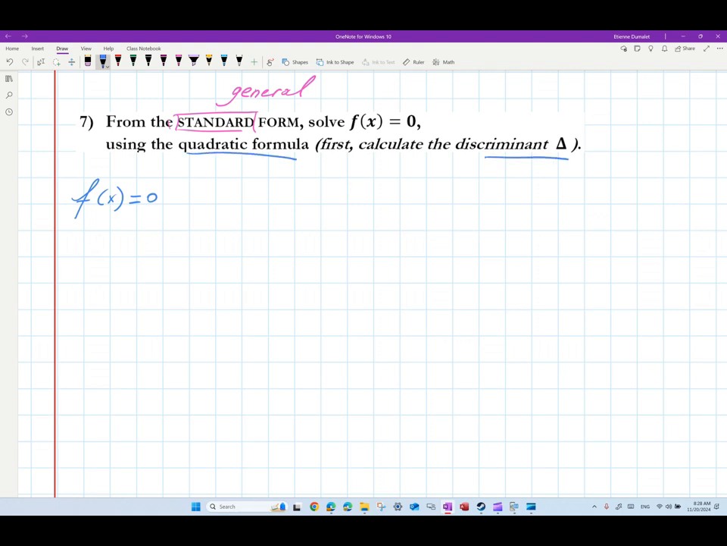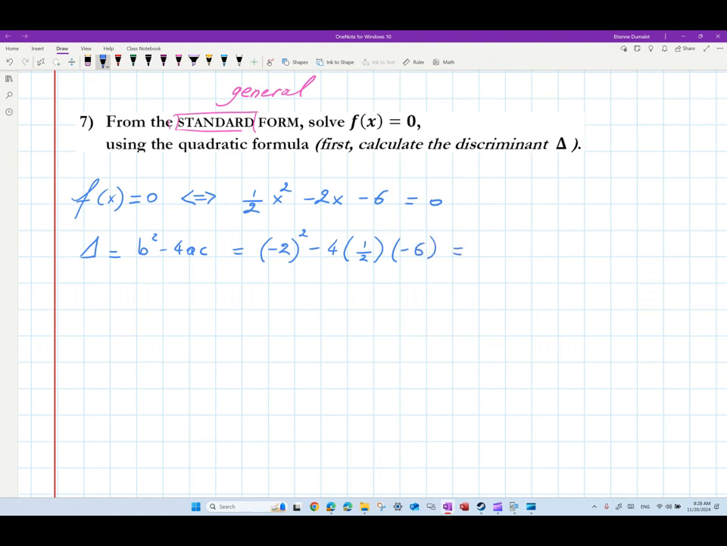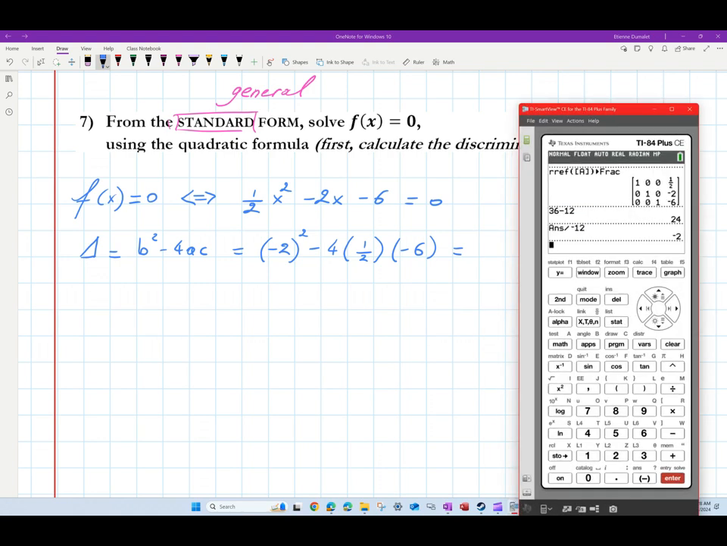And first, I'm going to calculate the discriminant. So f of x equals 0 is equivalent to 1/2 x squared minus 2x minus 6 equals 0. And the discriminant would be b squared minus 4ac, which is negative 2 squared minus 4 times 1/2 times negative 6. You can very well plug that in.